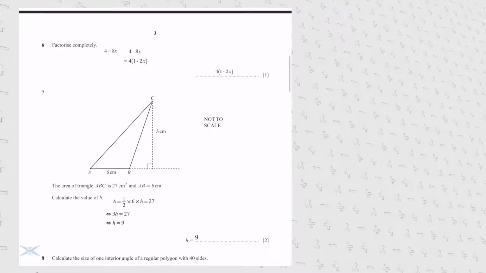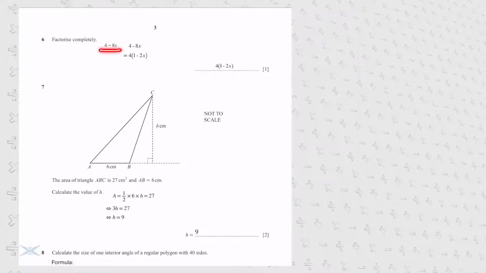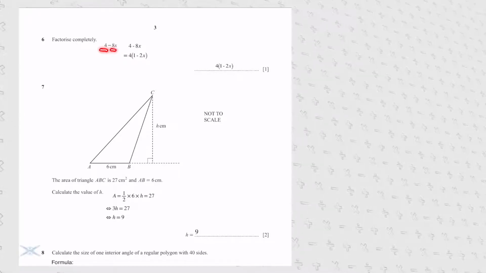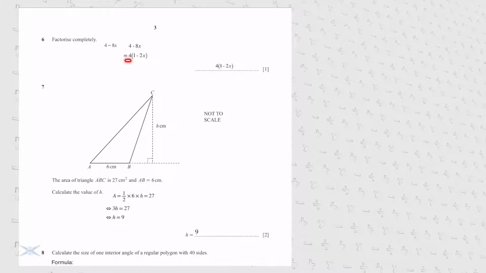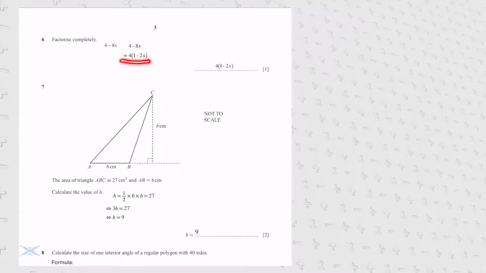Fast forward to exercise number 6. Here we are supposed to completely factorize the expression 4 minus 8x. The largest common factor of the numbers 4 and 8 is 4, so 4 can be factorized, which leaves us with the final expression of 4 multiplied by (1 minus 2x).